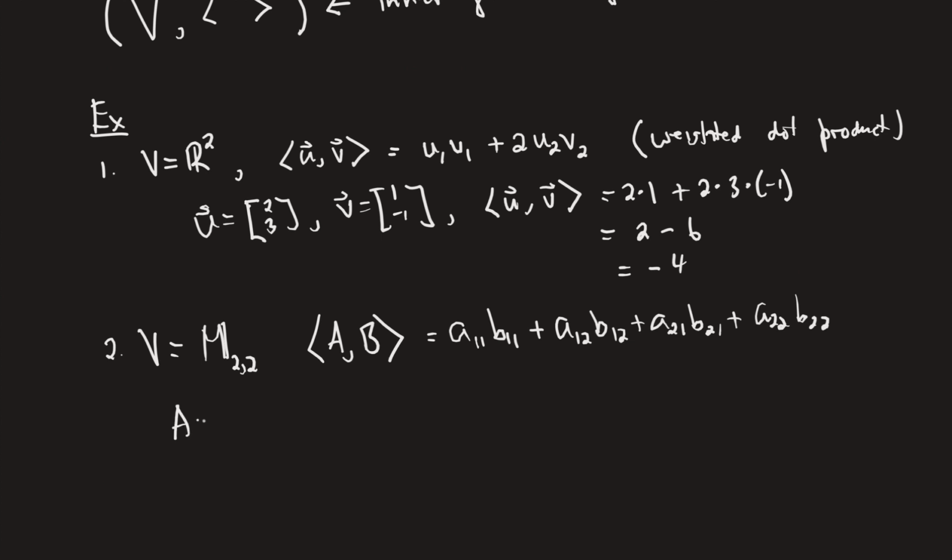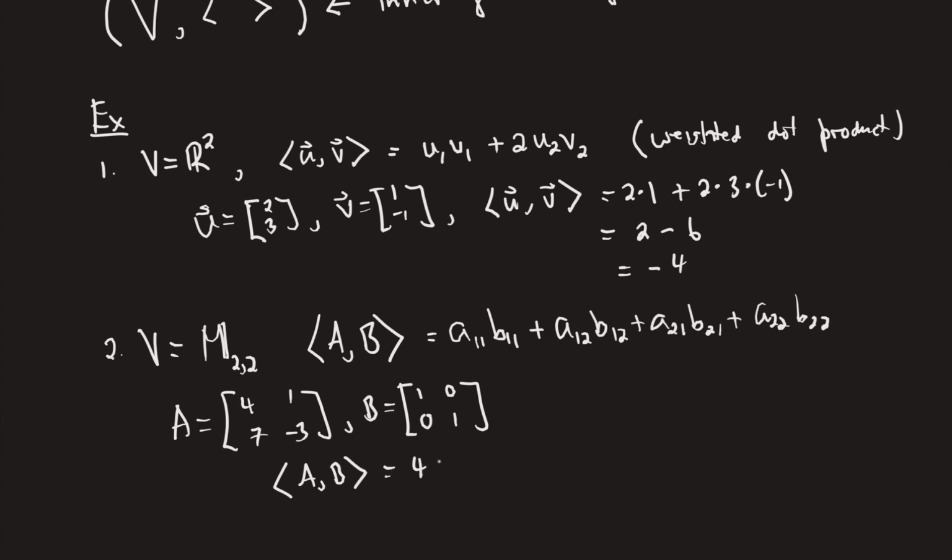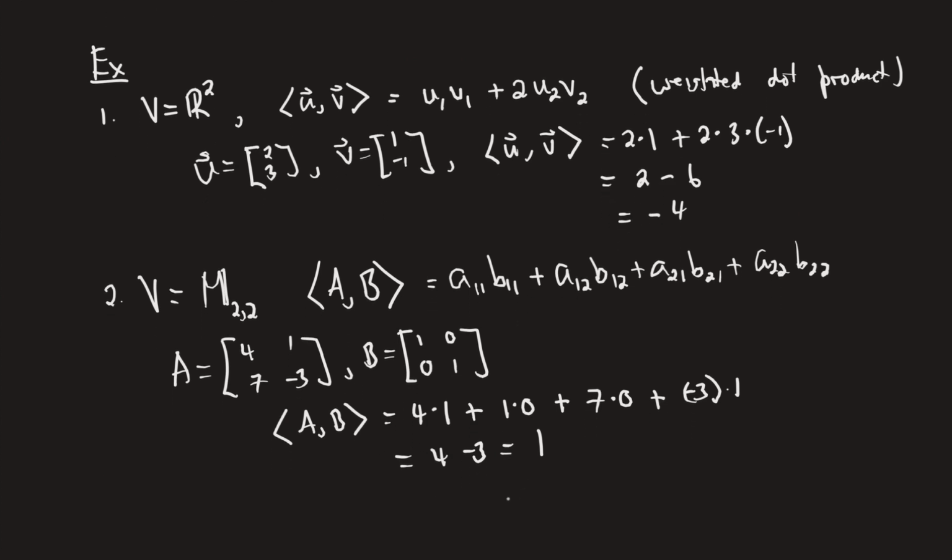So again, just a quick example. Let's say A is 4, 1, 7, -3. And then just for kicks, let's take B to be our identity matrix, just for fun. So there is B. So then the inner product using this definition of A and B is going to be, I'll write out the products and then the sum. So you'll have 4 times 1 and then plus 1 times 0 and then plus 7 times 0 and then plus -3 times 1, so that's going to give us 4 minus 3, so we have an inner product of 1, right? Pretty straightforward.